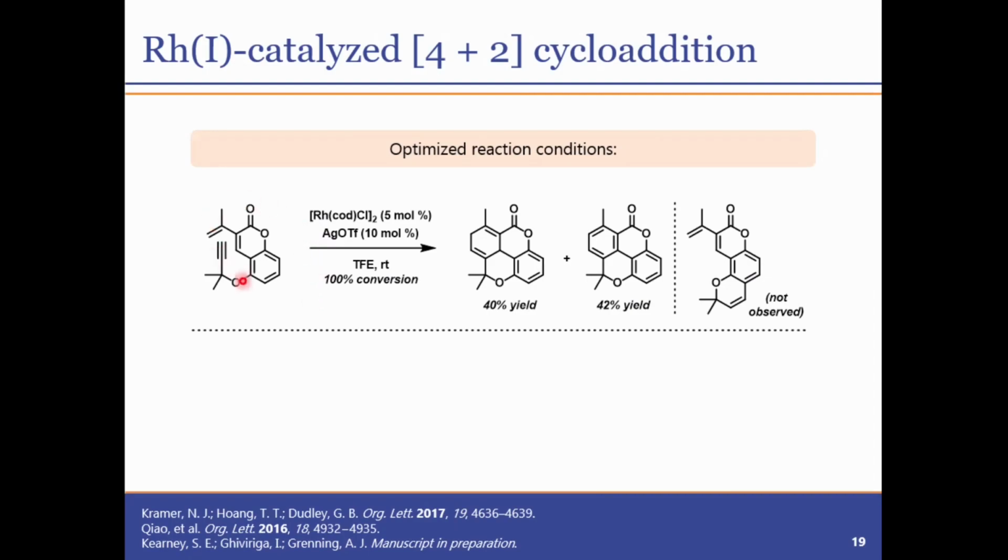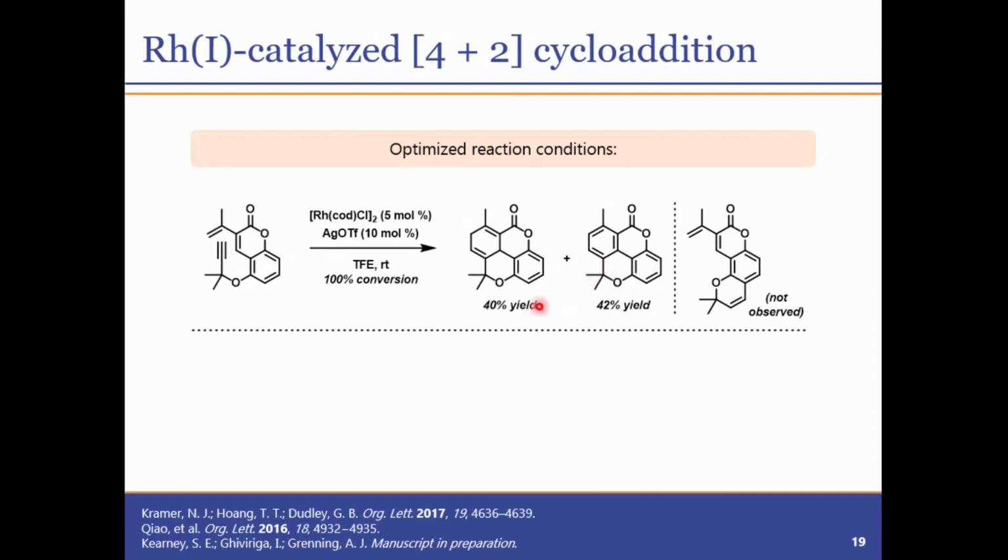So taking this coumarin diene starting material in the presence of 5 mol% of rhodium cod dimer with a silver triflate additive and trifluoroethanol at room temperature, we could achieve 100% conversion of our starting material to a mixture of the wanted cyclohexadiene and the actually in situ oxidized product. Essentially, upon cyclization, it's very favorable for this molecule to oxidize to the corresponding biaryl. We were seeing that happen without addition of any external oxidants.